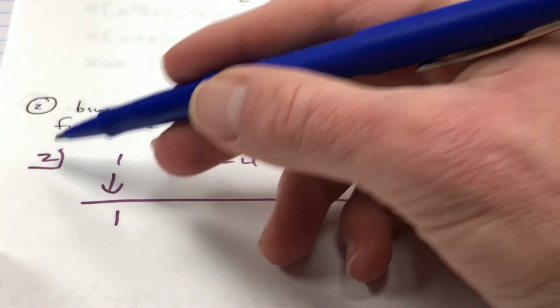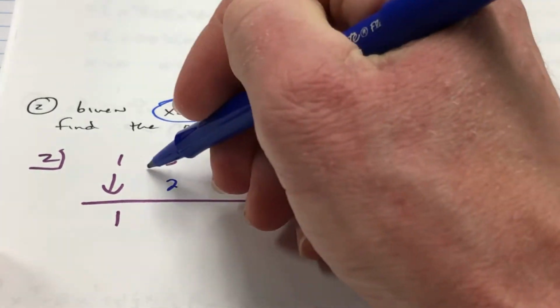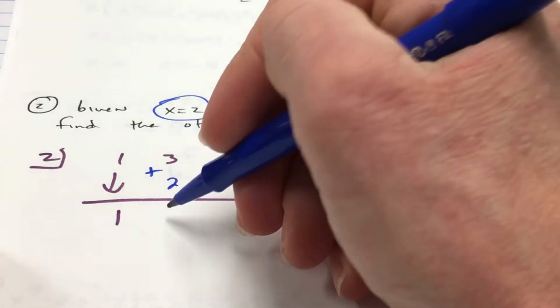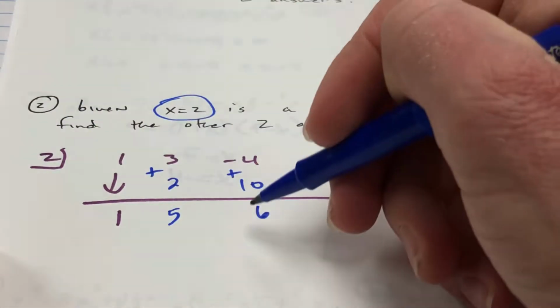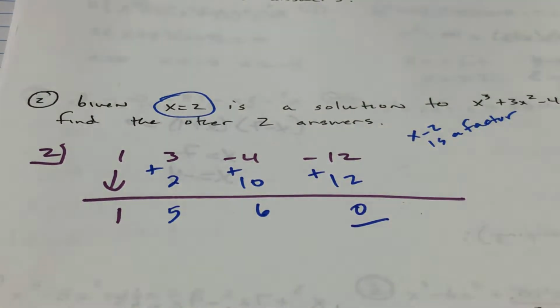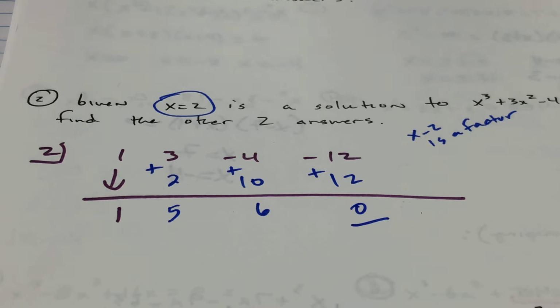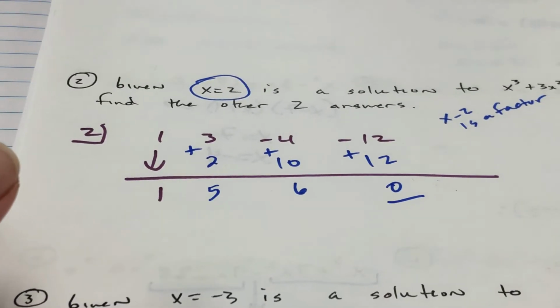Take the cubby number 2, multiply it by that number below. 2 times 1 is 2. Then I add the columns. 3 plus 2 is 5. 2 times 5 is 10. Add the columns. 6. 2 times 6 is 12. Add the numbers in the column. Now, I should get 0 because I have told you that x equals 2 is a solution and x minus 2 is a factor. So we should always get 0 here as a remainder. If we don't, there's an issue.